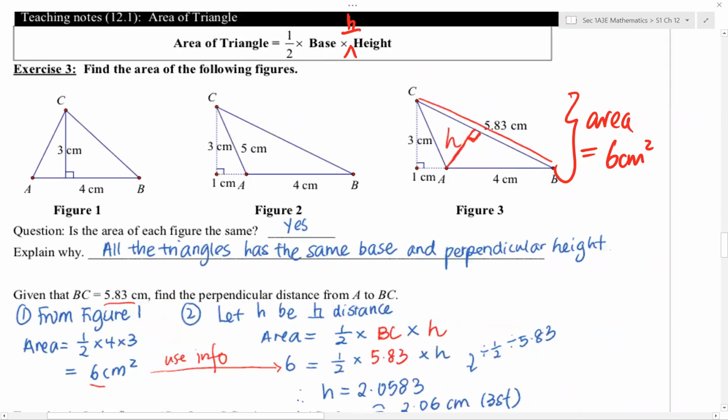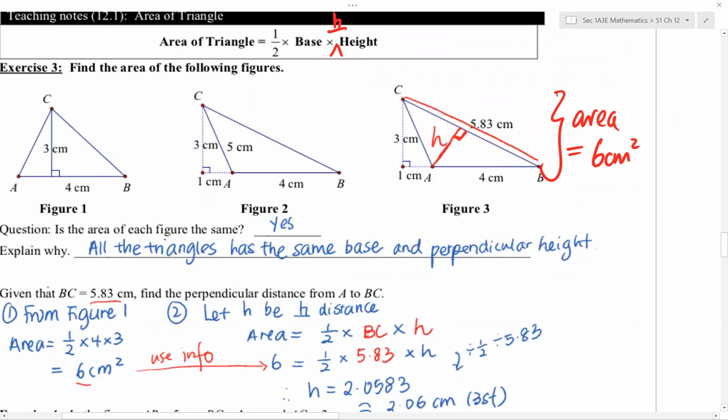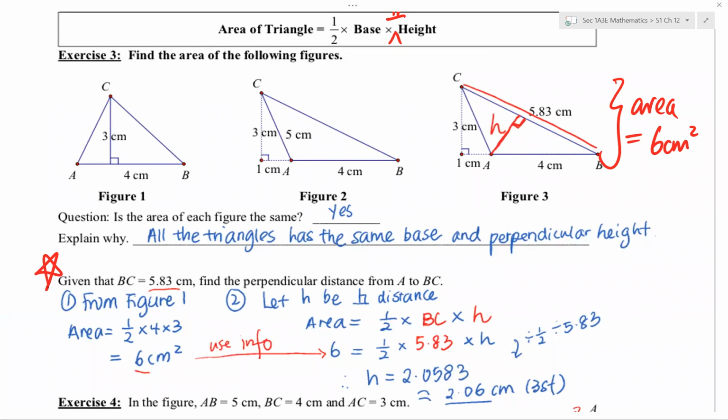And here's the popular question. Put a star beside it. Very popular question. Year in, year out, test and test and test. Given that BC, they now tell you that BC has a distance of 5.83. Find the perpendicular distance from A to BC. You need to understand what they want. They want a perpendicular distance.